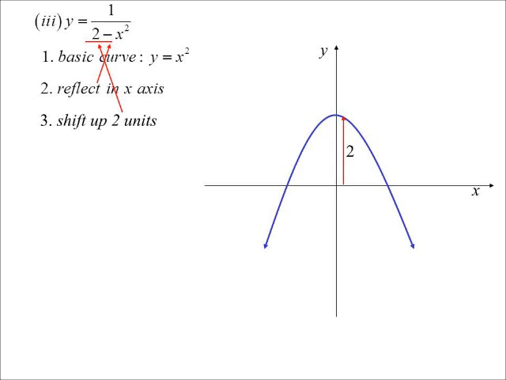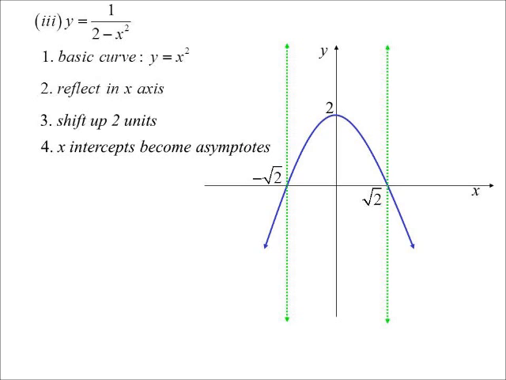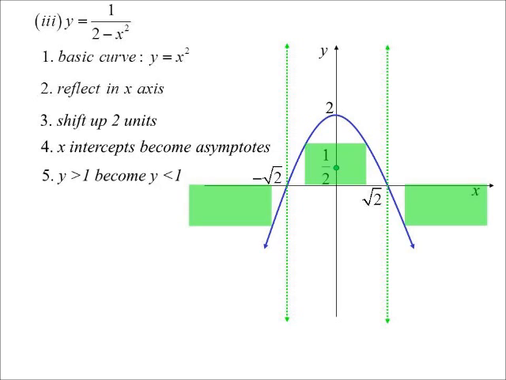And now I'm going to turn the whole thing upside down. So my x-intercepts will become asymptotes. At minus root 2 and positive root 2, I've drawn a couple of green asymptotes there. Well, the original graph didn't have any asymptotes that are going to become x-intercepts, so that's not going to happen. But what else do we know? Y is greater than 1 becomes less than 1, so that point 2 will now become a half. And it will still be a turning point, but now instead of being a maximum, it'll be a minimum. It'll turn the other way.